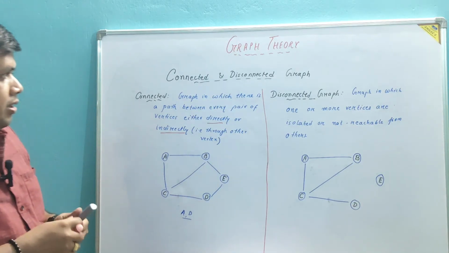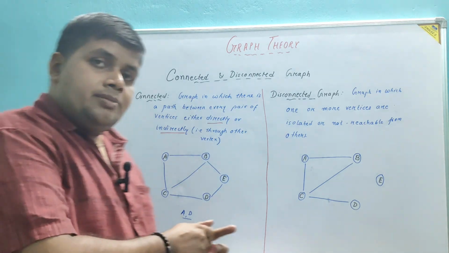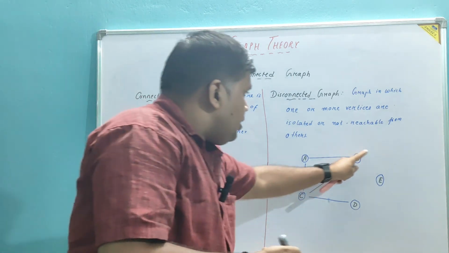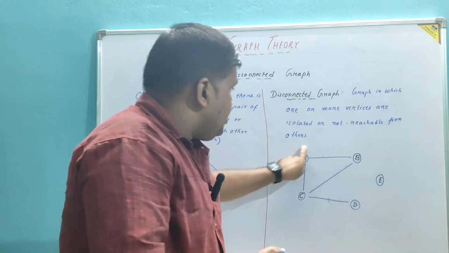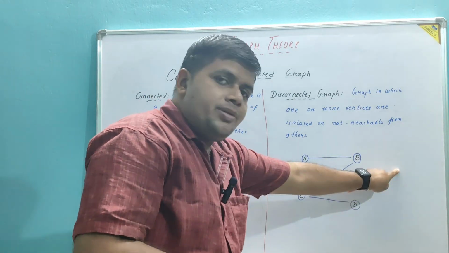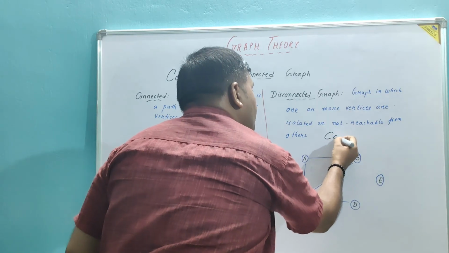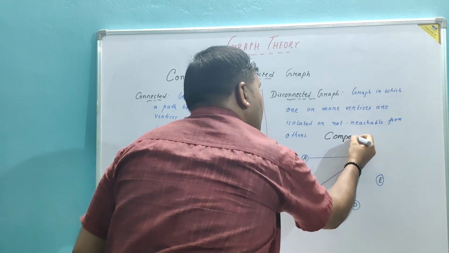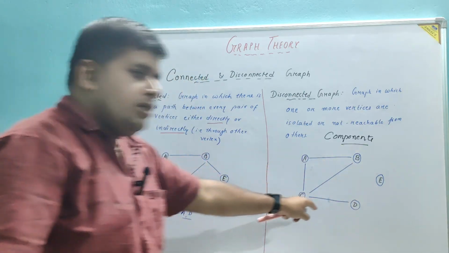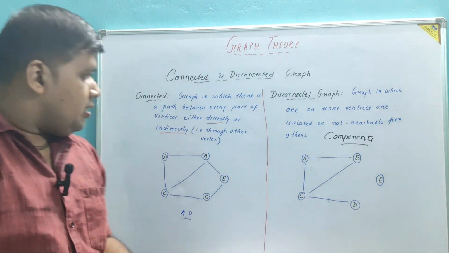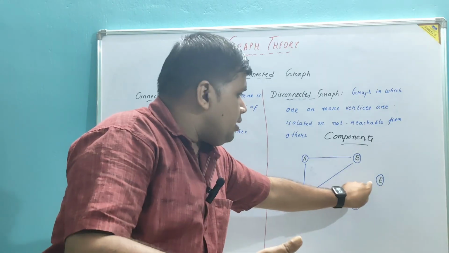Now, in disconnected graphs, the disconnected parts, for example, this part is entirely a graph, but this is a different part and this has become a different part. So these parts are called components. We can say that in this particular graph, there are 2 components. The first component is this and the other component is this.